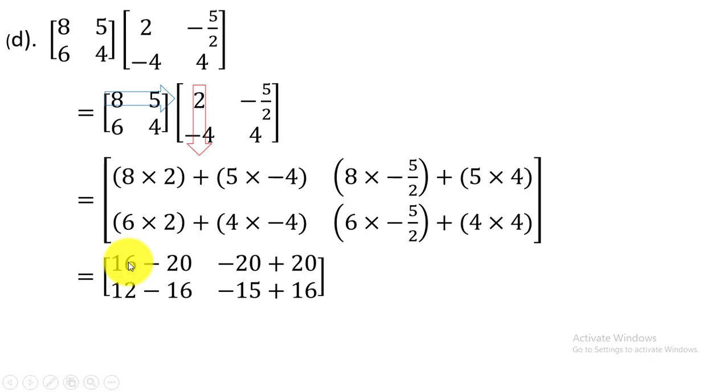8 times 2 is equal to 16 plus 5 times -4 is equal to -20. 8 times -5/2 is equal to -20 plus 5 times 4 is equal to 20. 6 times 2 is equal to 12 plus 4 times -4 is equal to -16. 6 times -5/2 is equal to -15 plus 4 times 4 is equal to 16. The product of these two matrices is equal to the matrix having elements -4, 0, -4 and 1.